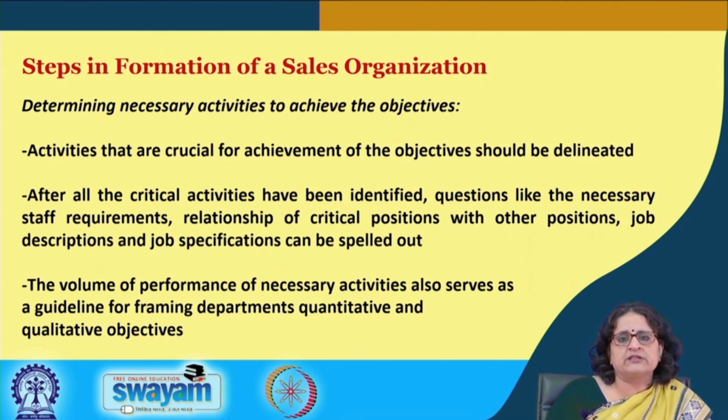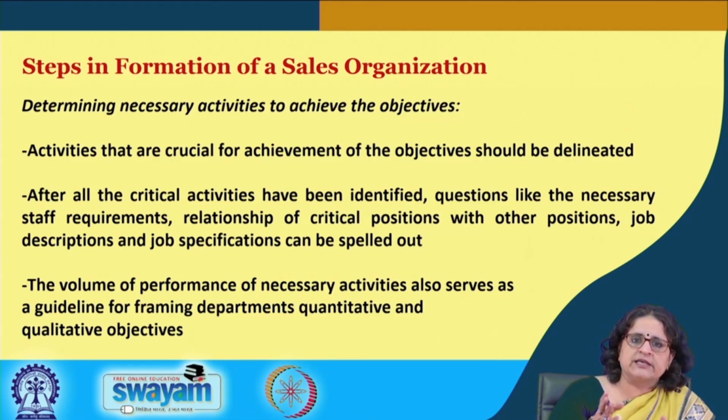After that, you have to identify the activities which are crucial to gain those objectives. Once those activities have been identified, the managers would know the critical activities, to whom they are to be delegated, the relationship of those critical positions with other positions, job descriptions, and job specifications. Once the activities are known, the managers would be able to understand how to delegate roles and responsibilities, because these activities need to be clubbed into job positions and job roles.